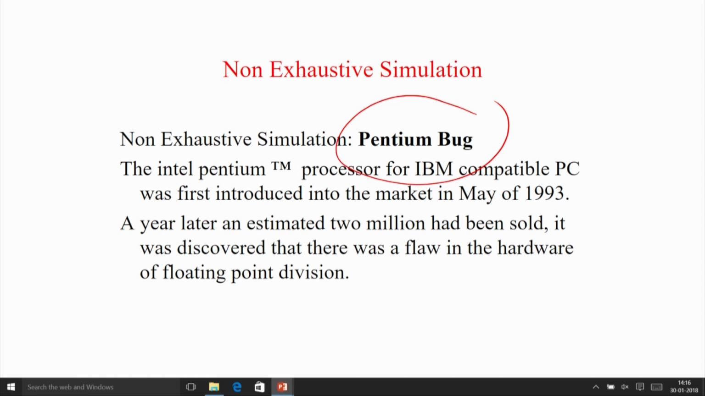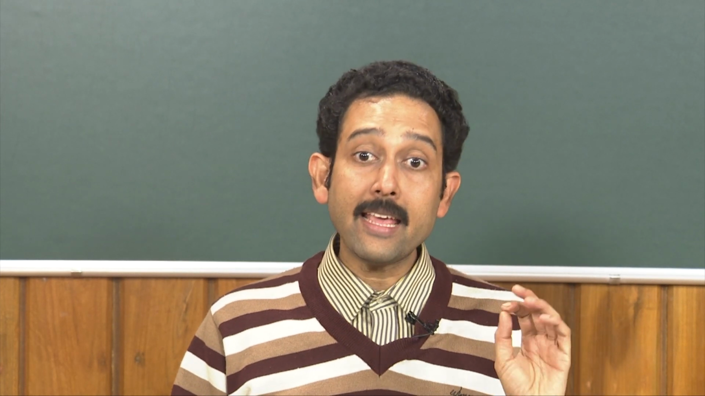And in case of the Pentium bug, the issue was more of finance, because all the chips which had bugs were brought in from the market and they had to be given new chips, and all the market reputation came down. Testing and verification, here is a difference. Again, I want to highlight it.